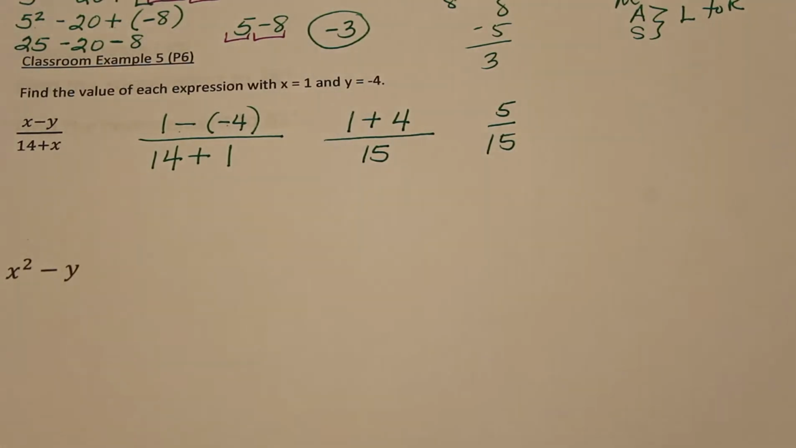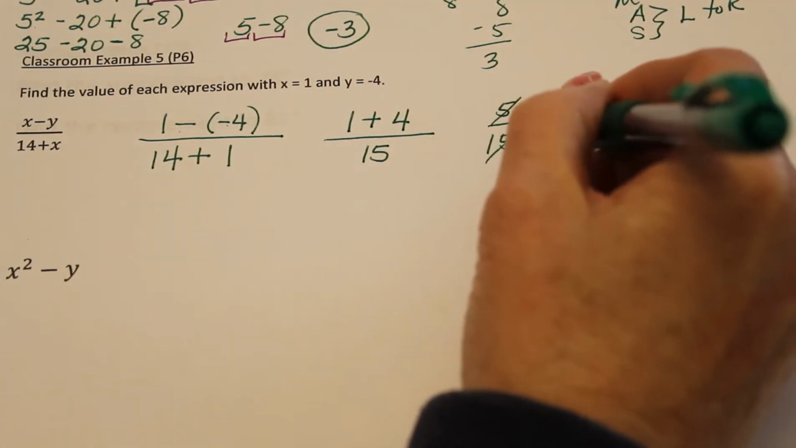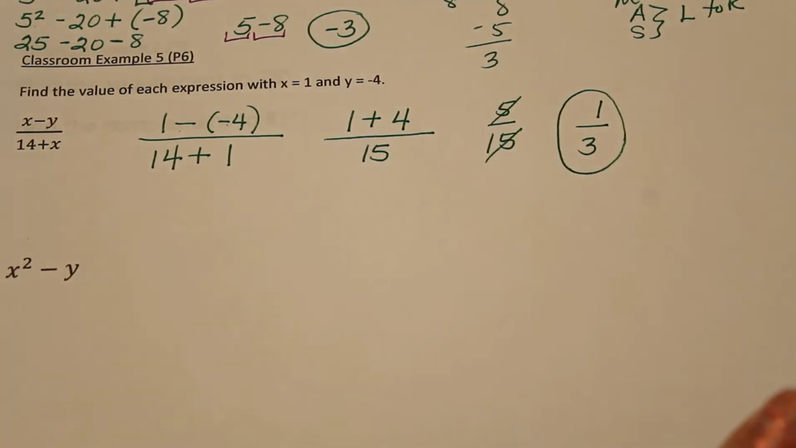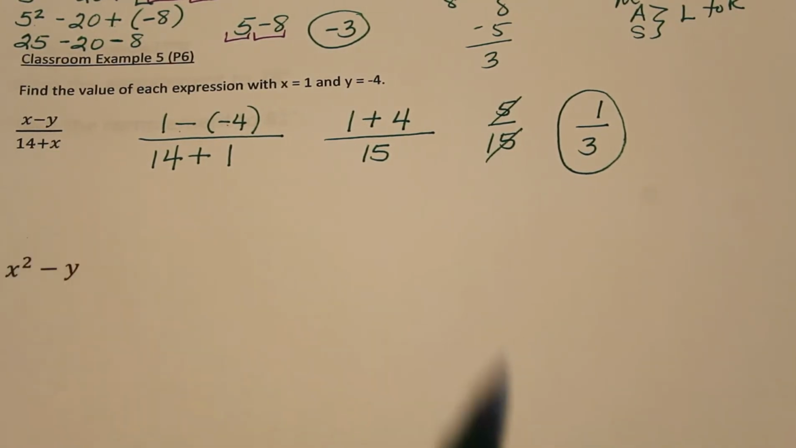And we would want to reduce by 5. 5 goes into 5 once. 5 goes into 15 3 times. So this expression, when x is 1 and y is -4, would equal 1/3.